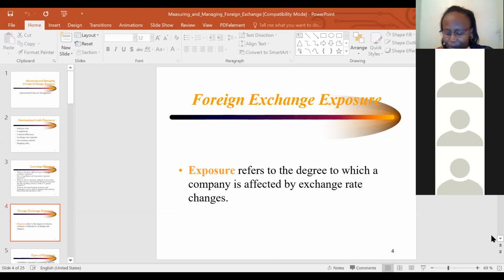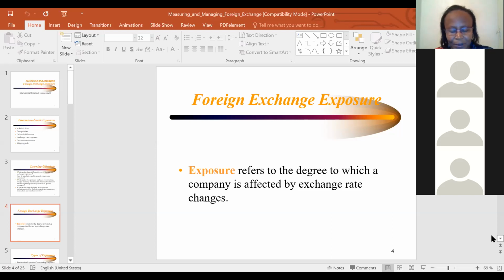Let's assume you have exported goods and you have issued an invoice. You expect a payment in the next 3 months. How likely is it that if the exchange rate goes down, you are going to suffer? To what extent are you not covered? That is what we are calling exposure.